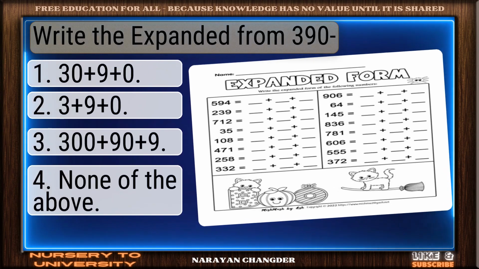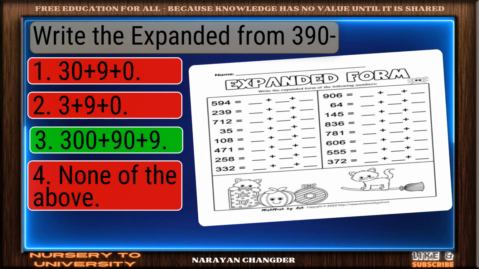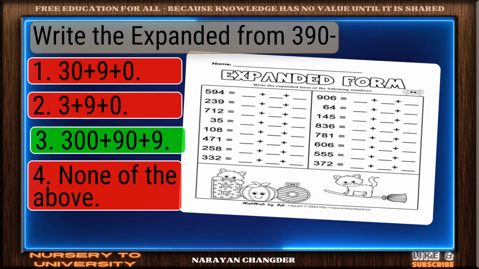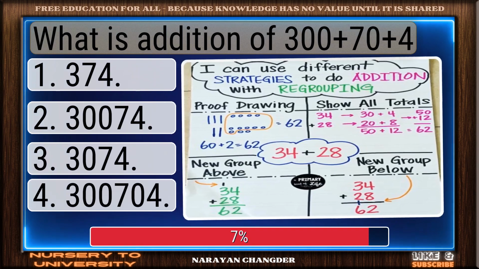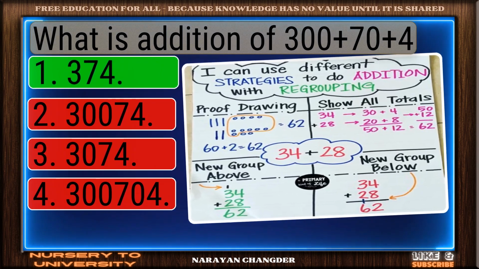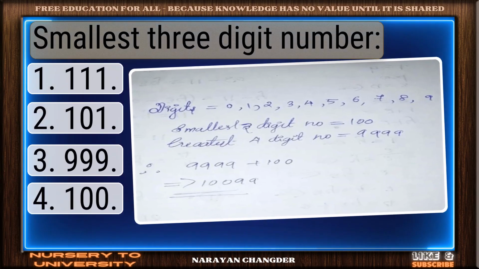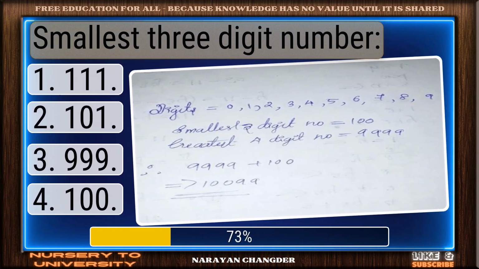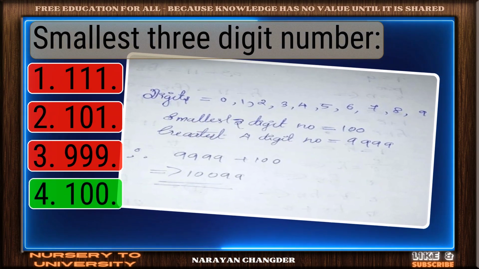Write the expanded form of 390. Great job. 300 plus 90 plus 9 is the accurate answer. What is the addition of 300 plus 70 plus 4? Well reasoned. 374 is the correct choice. Smallest 3-digit number. You chose 100. And it is correct.